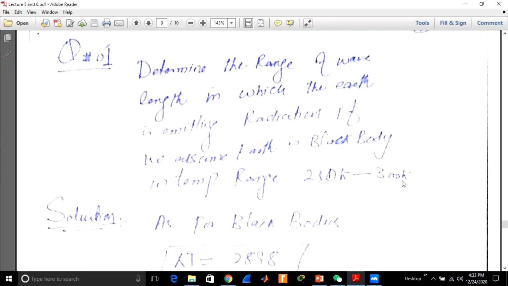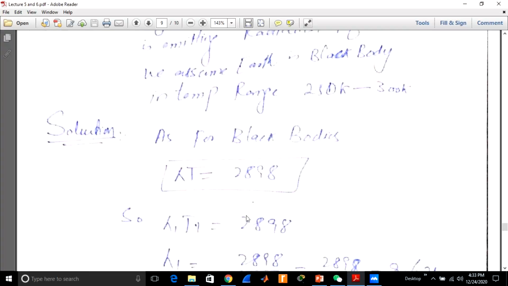So what type of radiation will it absorb, and if it absorbs radiation, what type of wavelength will it radiate, either ultraviolet, visible, or infrared? So as you know, lambda T is equal to a constant, and this constant is 2898. So there are two temperatures, this and this. This is the low temperature and this is the high temperature.